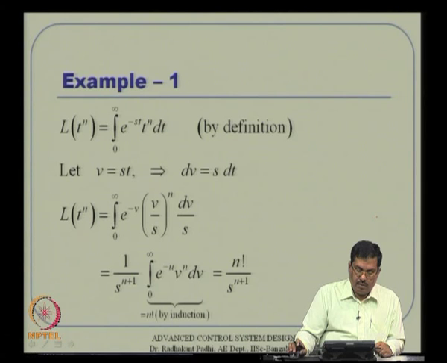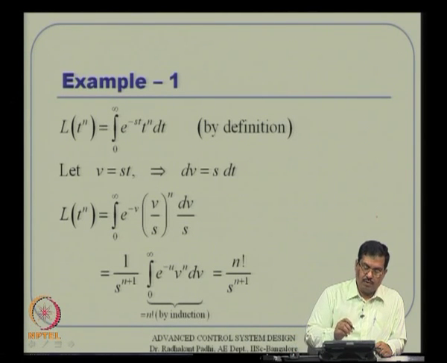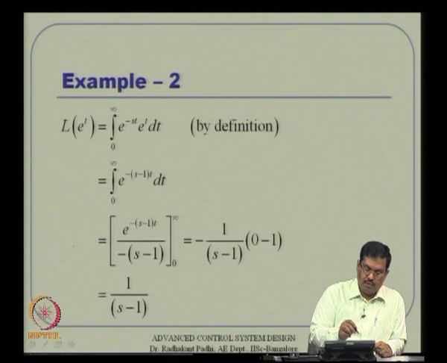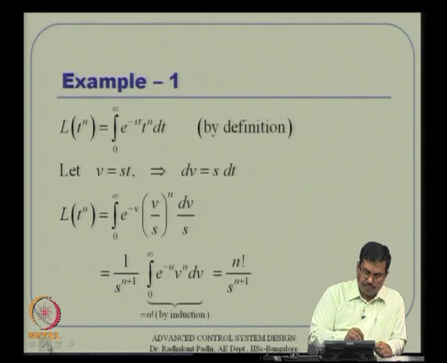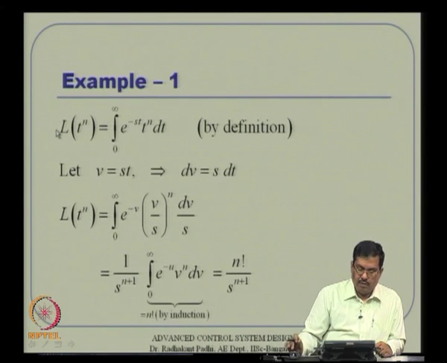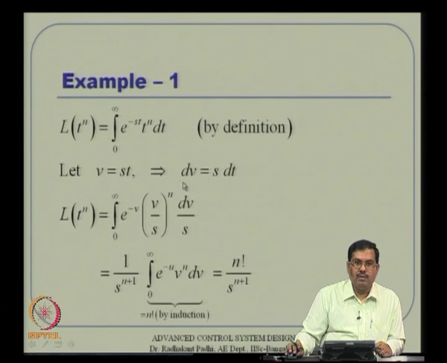Now, let us see how you take the Laplace transform. First, one example: let us talk about t to the power n. You have the standard definition, integral of e to the power minus st into t to the power n dt. So, you introduce a change of variable v equal to st, so dv equals s dt, and then you go back to the integral.